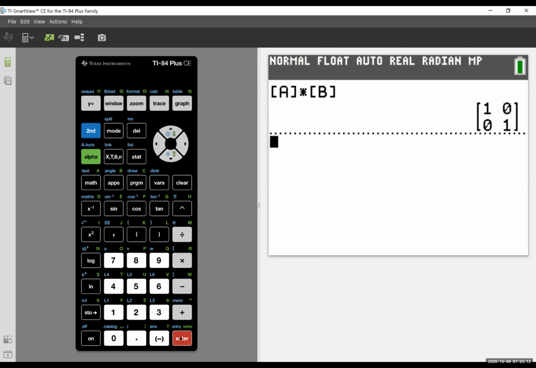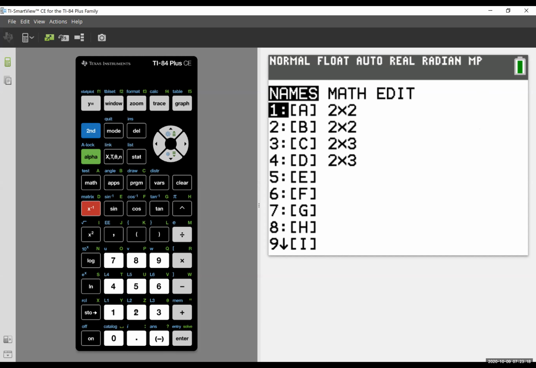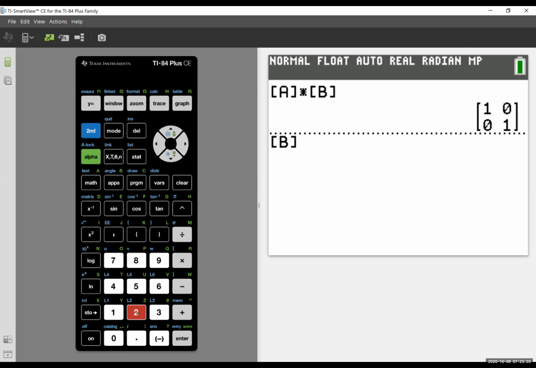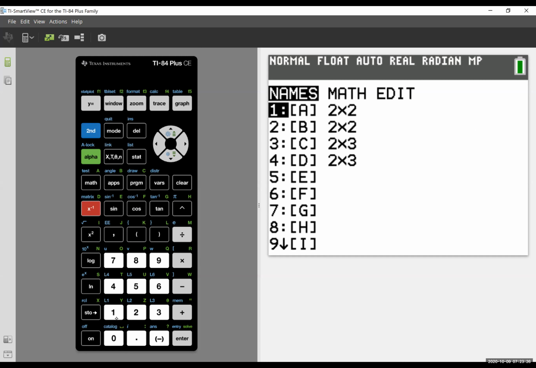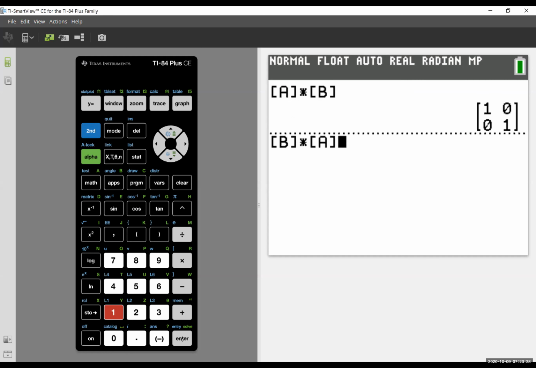And in the same screen, we can do this. Call up matrix B, second X inverse. That's item number 2. Multiply. Second X inverse. Call up matrix A. Press enter. And both directions, A times B is the identity matrix and B times A is the identity matrix.